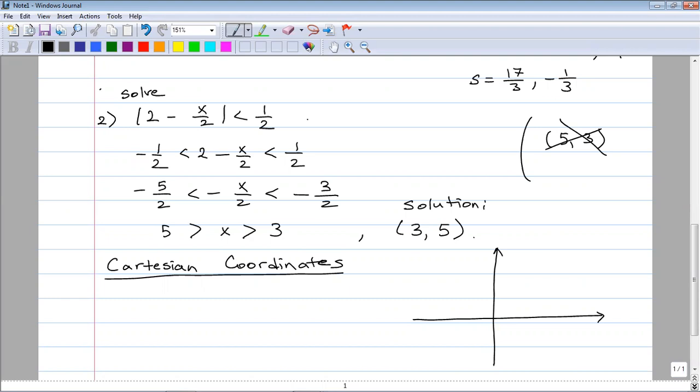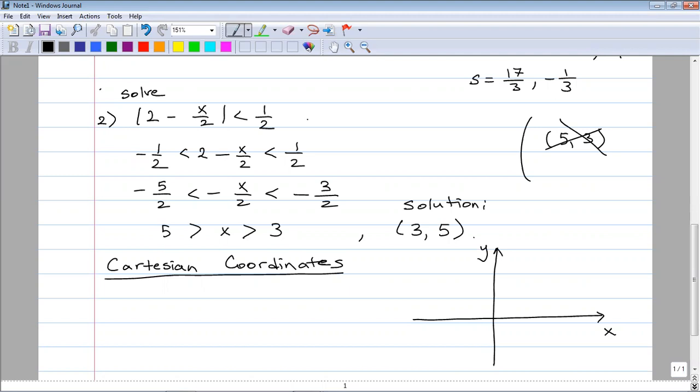The horizontal axis we call the x-axis. The vertical axis we call the y-axis. These are just names. You can, of course, name them anything you want. But in general, when we are working with equations and inequalities, we use x and y. But you can use any other name.